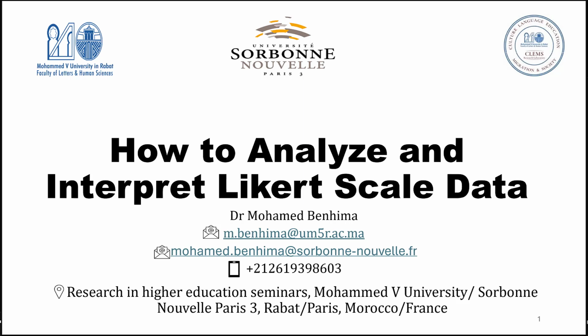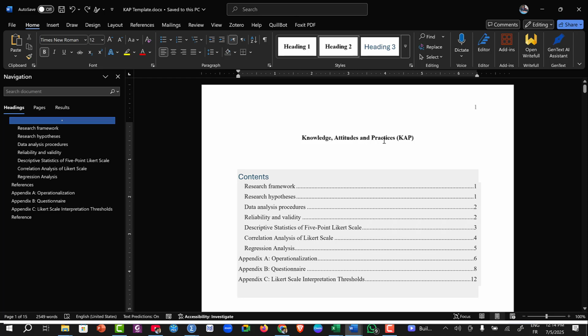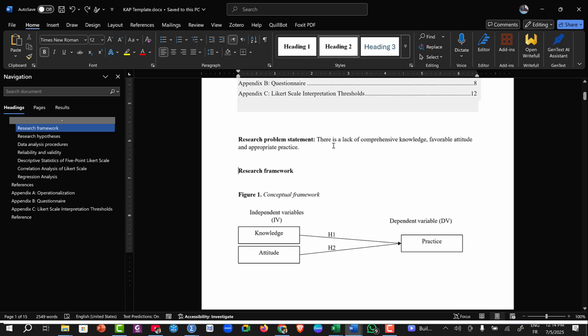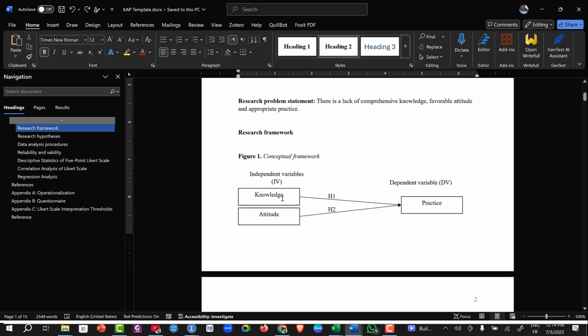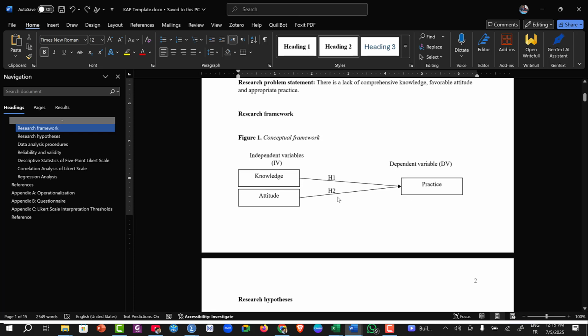In this tutorial, I'm going to talk to you about what statistical analysis can be used to analyze Likert scale surveys using the knowledge, attitudes, and practice theory that is known in short as KAP. So we start first with a theoretical or conceptual framework like this, meaning that we have some variables or constructs as we call them, and we have the relationships between these variables, like as you can see, H1 standing for hypothesis 1 and H2 standing for hypothesis 2.